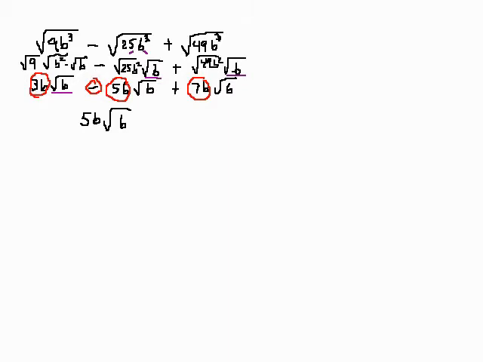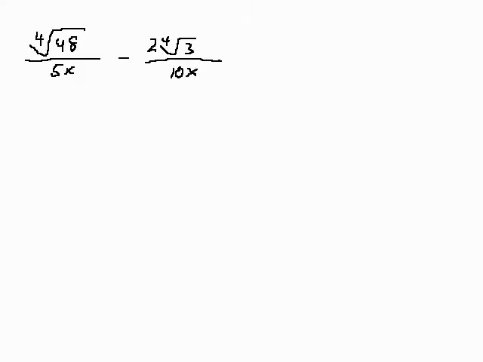Okay, what's that? Fractions, you ask? Fractions? Why, certainly. People are saying, oh, please, no, not fractions. All right, we'll do them anyway. The fourth root of 48 over 5x minus 2 times the fourth root of 3 over 10x.